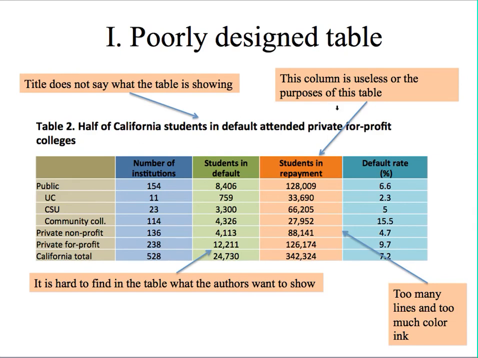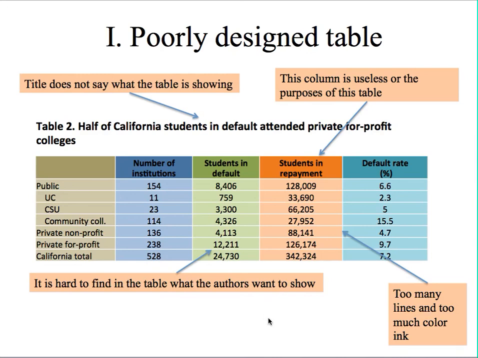Well, this column is useless for the purpose of this table, right? Students in repayment. If they want to show us the default rate, this is useless. This one is useless too, the number of institutions, for the purpose of this table. Also, looking at the design now, at the other principle, there are too many lines and too many colors, too much ink in this table.